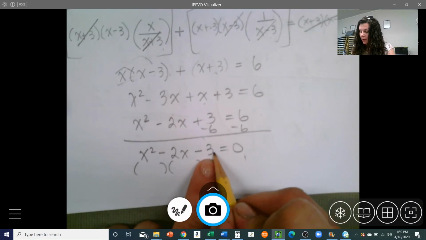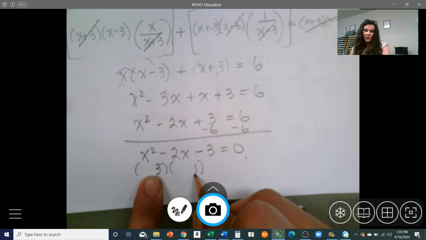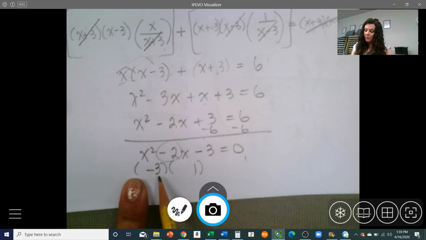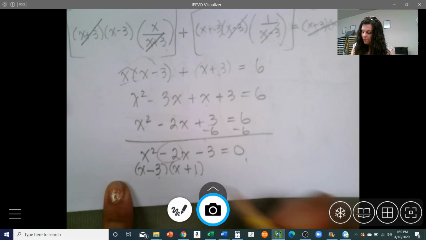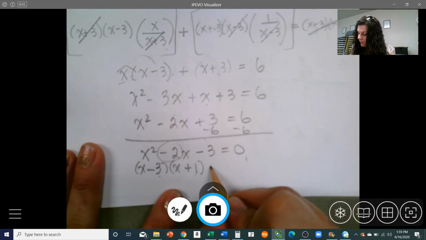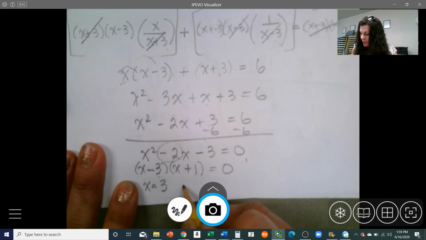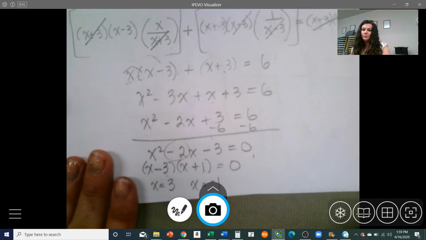So I need to multiply to get negative 3, so I need 3 and 1, and one of them is going to be negative, and it's going to be the 3, because I get a negative 2 in the middle, and negative 3 plus 1 is negative 2. Okay? So here I have x equals 3, and here I have x equals negative 1.